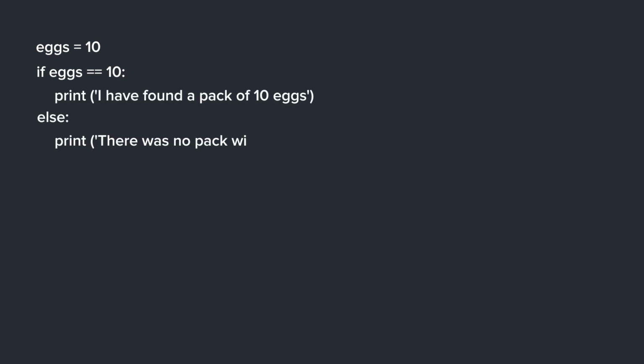We can also use an if-else statement to compare numbers. For example, let's say we have a variable called x that is assigned the value 10. If we want to check if there are 10 eggs in a store, we would write the following code. In this example, the condition is x equals 10, which is true, so the if code is executed and the message "I have found a pack of 10 eggs" is printed.